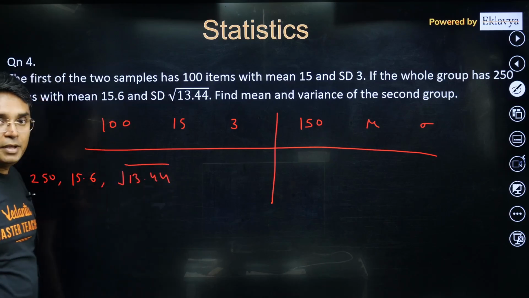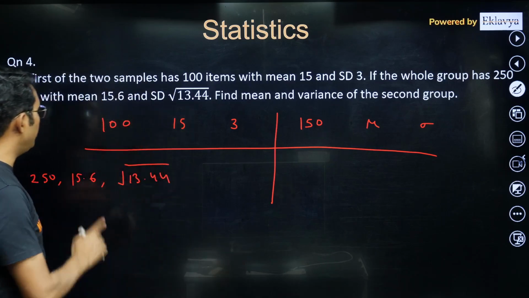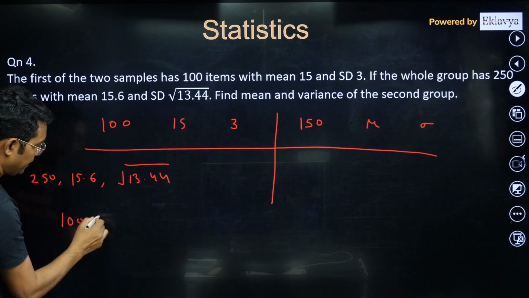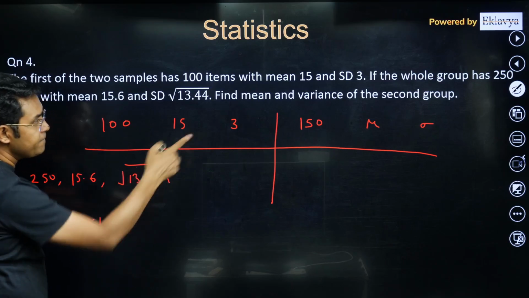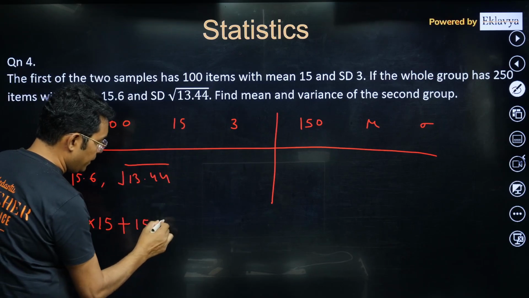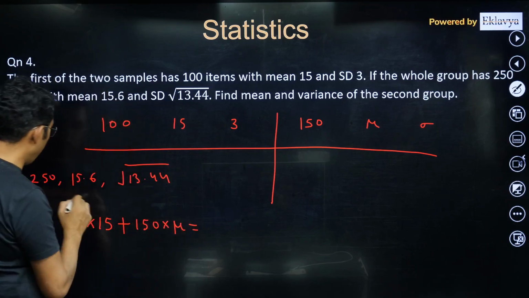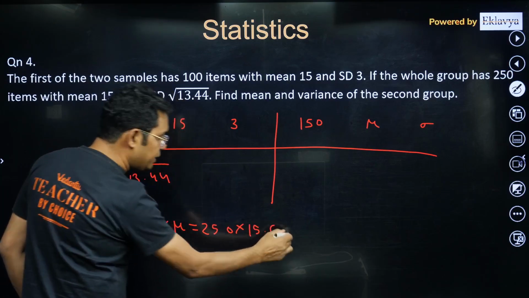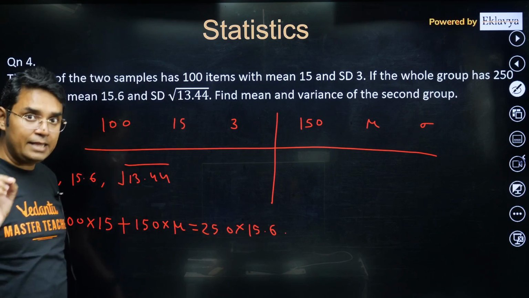So how we will find mean? I think finding mean is very easy. What you can do, you can multiply this 100 with 15 plus this 150 into mu, and that should be equal to 250 into 15.6. Dear students, you might have done these things in 10th grade also.